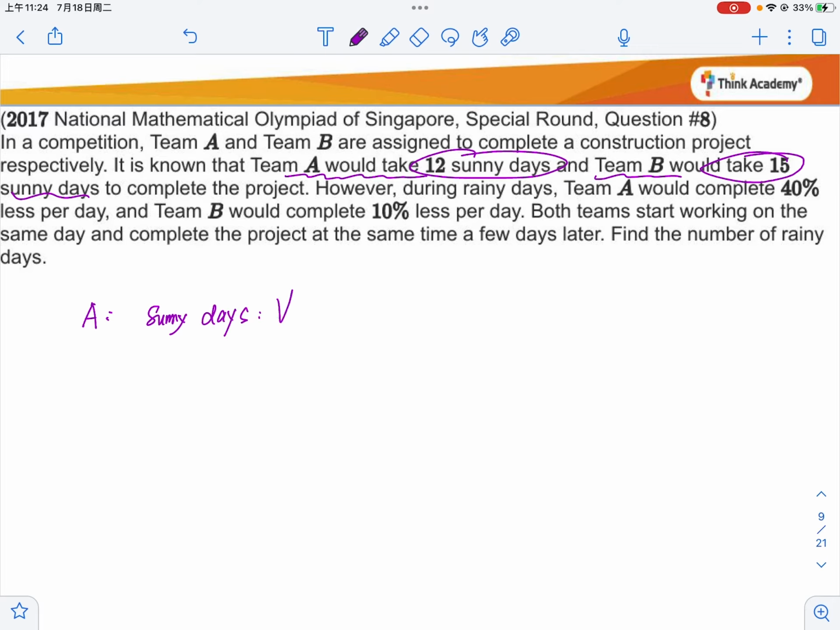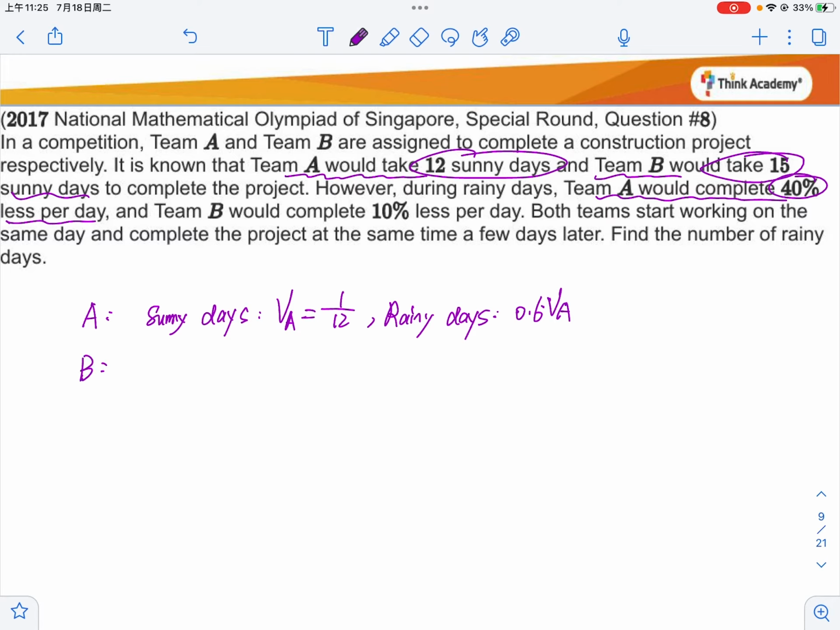Let's use V to represent the efficiency of team A. VA should be 1 divided by 12. Just assume that the project is 1, it will be easy. For rainy days, we know that team A would complete 40% less per day. It will be 0.6 times VA, right?